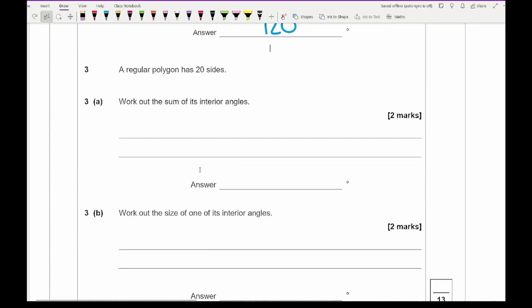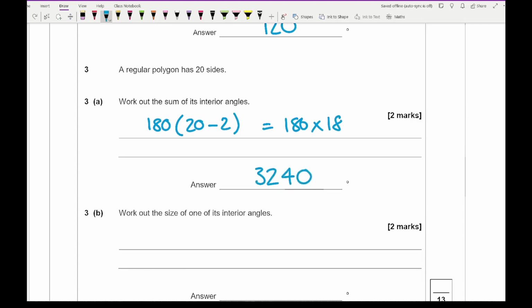Question 3, it says that a regular polygon has 20 sides. Work out the sum of the interior angles. So it's going to be 180 multiplied by 20 minus 2. So then I type that into my calculator. It's going to be 180 times 18, which gives me an answer of 3,240.